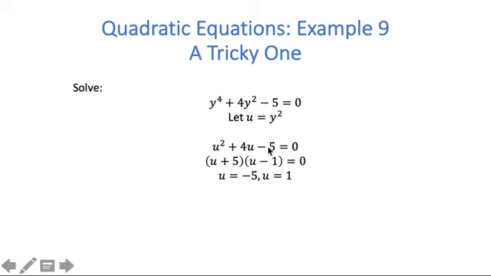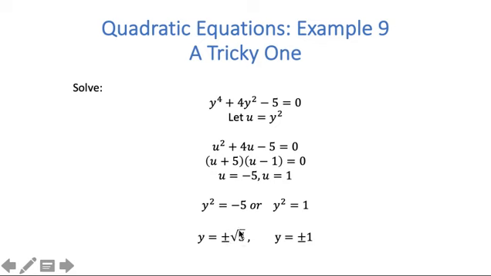So what we're going to do is substitute y squared back in for u. So if u equals negative 5, then y squared equals negative 5. And if u equals 1, y squared equals 1. And to solve each of these, we're going to find the square root of both sides. So y is equal to, did you remember the plus or minus?